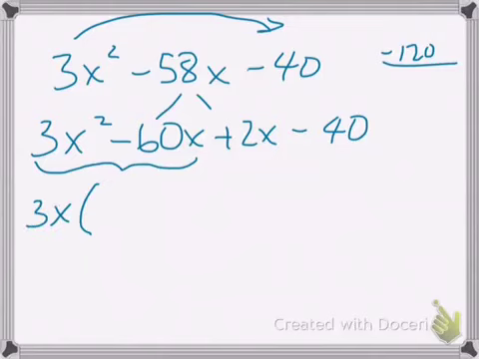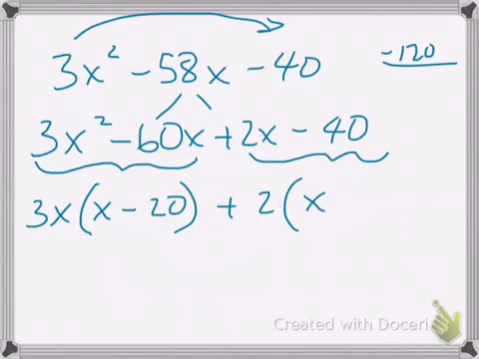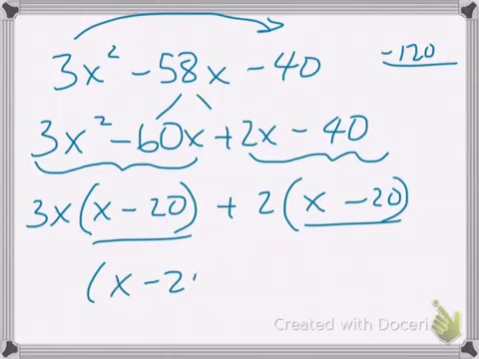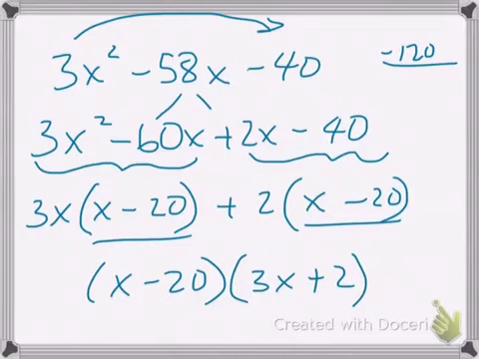3x times x minus 20. Common factor here, 2 times x minus 20, right? And what does that leave us with? 3x plus 2 times x minus 20. So we can use grouping to bust up the middle term into two terms, and then factor by grouping. Okay, what was another one? Let's look at one more like that so you can see it again.